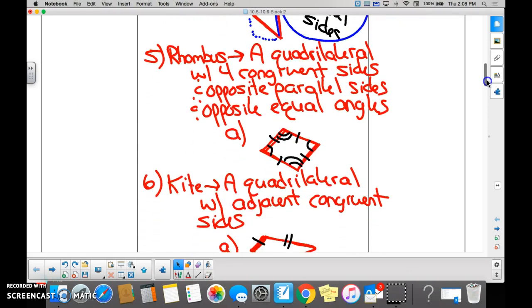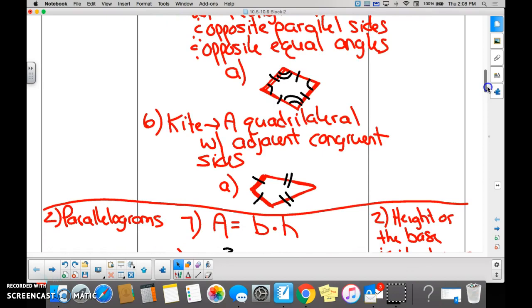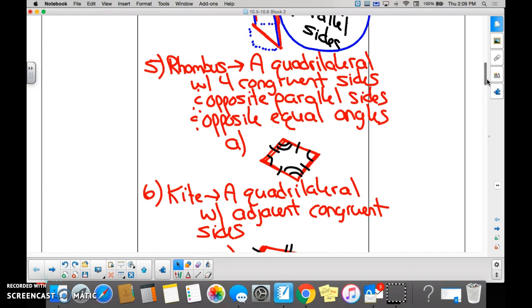Rhombus: 4 congruent sides. Kite: adjacent congruent sides. We got it? What's the area for a rhombus and kite? Is it any different? Is the formula to calculate the area of a rhombus and kite the same or different? Same. We'll get to that in a second.